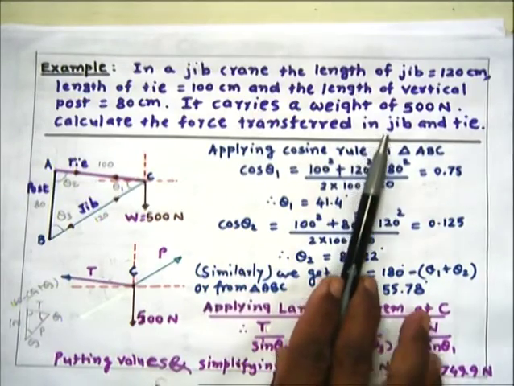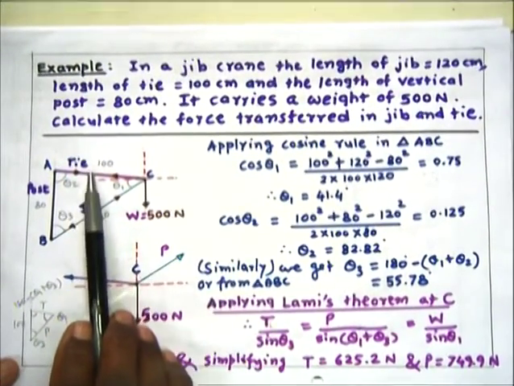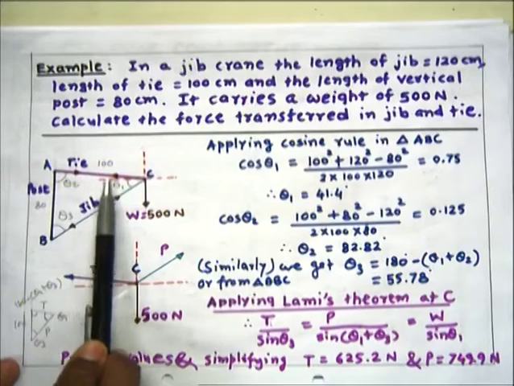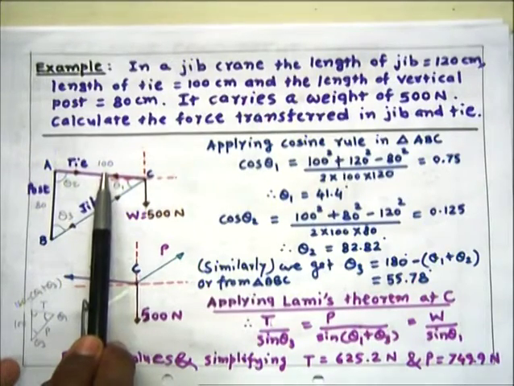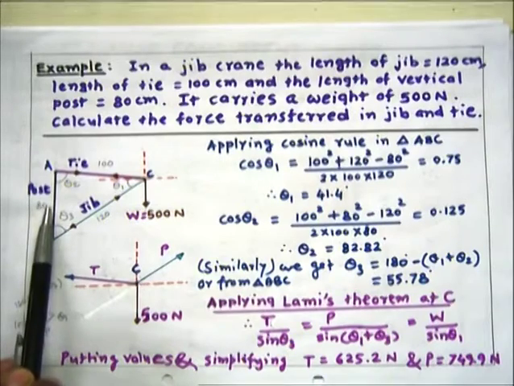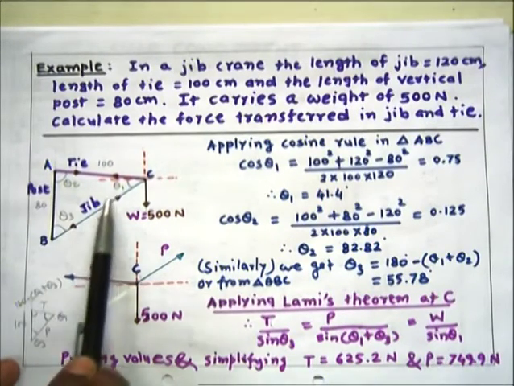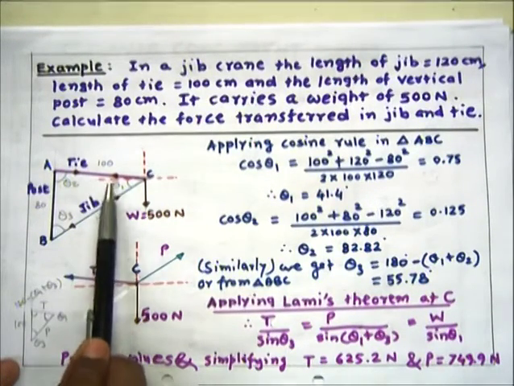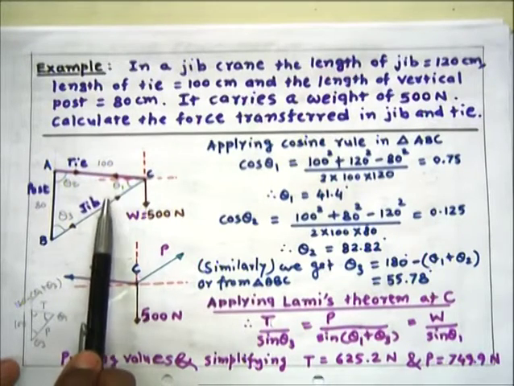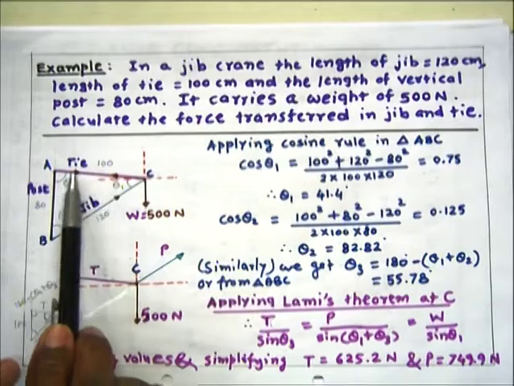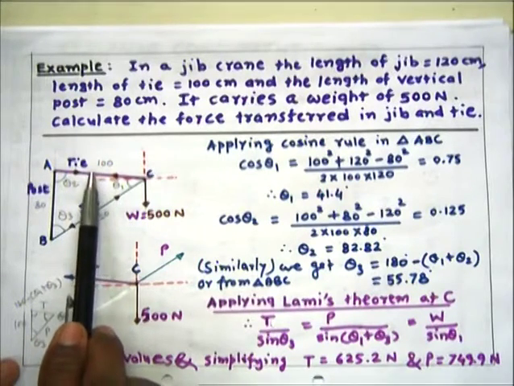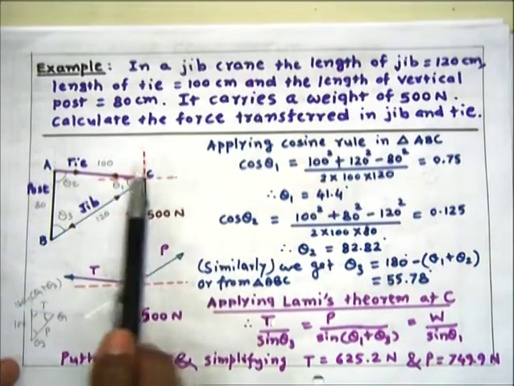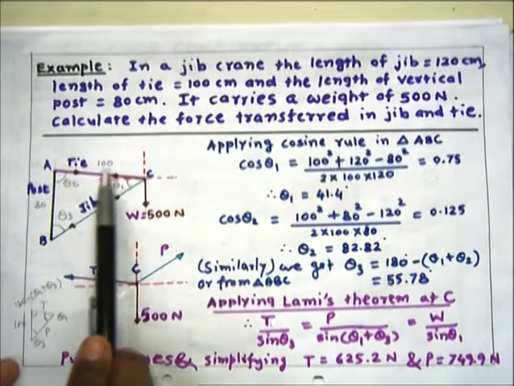So here, instead of angles, the length of each member is given. That is, in the jib crane, this is known as the tie, which is given length 100 centimeter. This is the vertical post, which has length 80 centimeter given, and this is the jib, which is 120 centimeter length given. So to find the unknown forces in the tie and jib, we need to have the angles between all, that is, the angle between tie and post, between post and jib, and between tie and jib. So for this we can use the cosine rule.